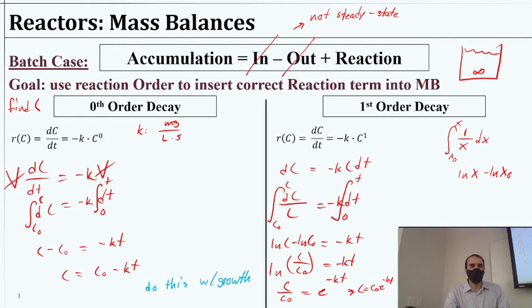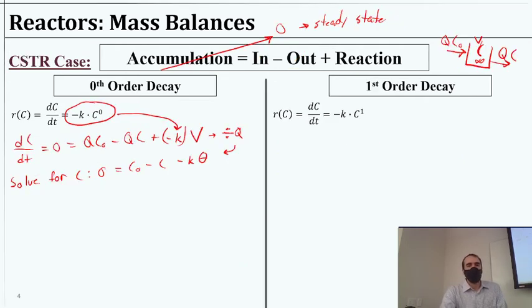And in this next one, in our CSTR, we do have that reaction occurring in that volume, and that's what allows these units to be mass per time instead of concentration per time.